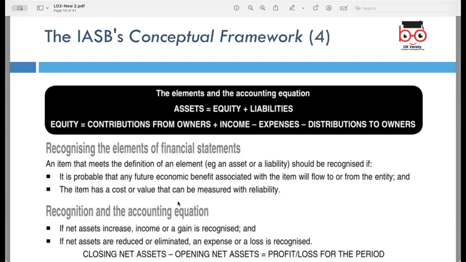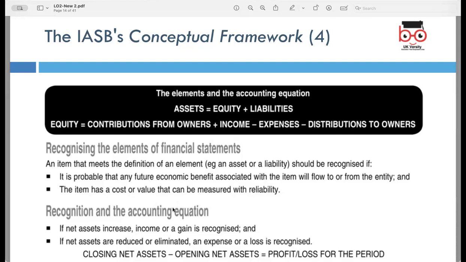contributions. Recognition of elements: for an item to be recognized in financial statements, it must meet the definition of an element, for example, asset or liability, and satisfy two criteria. First, it is probable that any future economic benefits associated with the item will flow to or from the entity. Second, the item has a cost or value that can be measured with reliability.